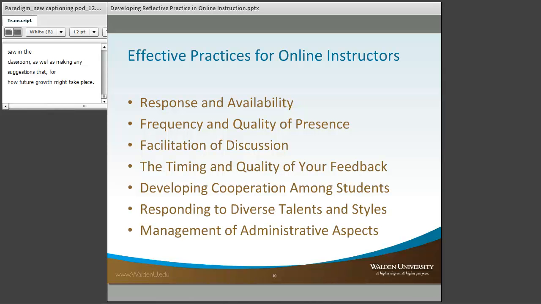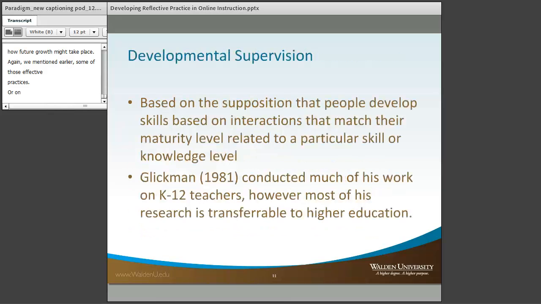Again, we mentioned earlier some of those effective practices for online instructors. Those are the things that we should be getting feedback on. I'm going to tie in some of my discussion here to developmental supervision. I had spent my first life in K-12 education, and I spent a lot of it in professional development, particularly observing teachers in classrooms and giving them feedback on their work.